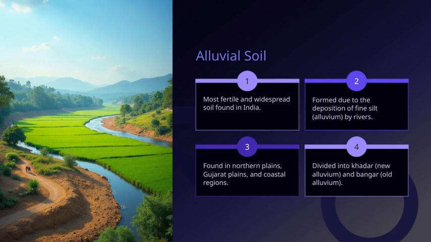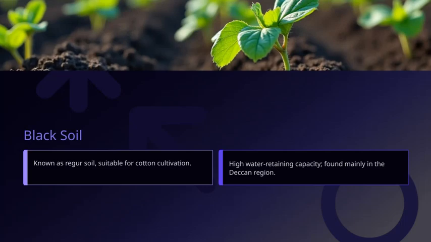production across India. Now, let's talk about black soil, which is quite significant in our discussion of soil types. This soil has a high water-retaining capacity, meaning it can hold a lot of moisture, which is very beneficial for crops. You'll mostly find this type of soil in the Deccan region, an important agricultural area.